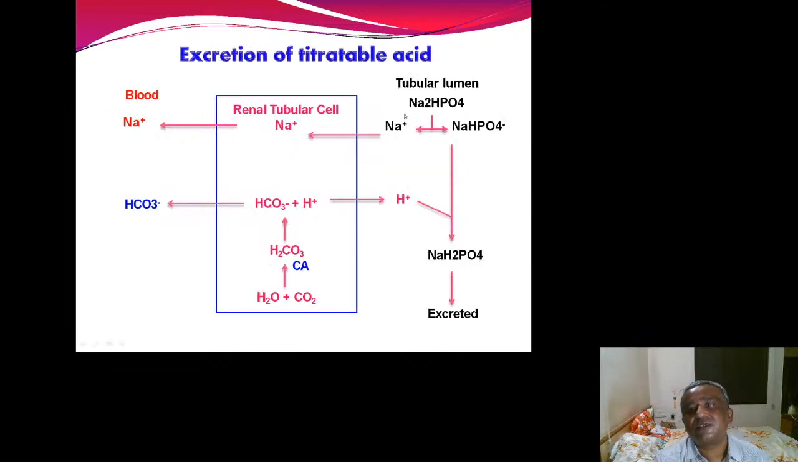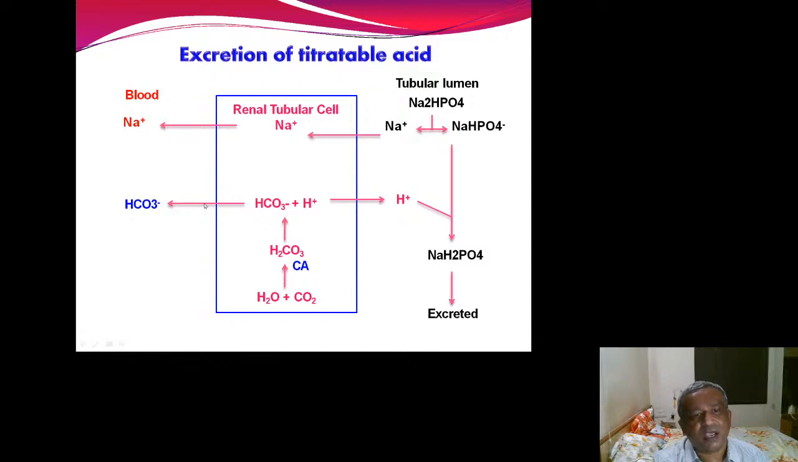Now let's understand this with a simple figure. This is the tubular lumen, this is the intracellular buffer, Na2HPO4, which is cleaved to Na plus and NaHPO4. Now the H2O and CO2, carbonic anhydrase, H2CO3. Now it is dissociated into H plus and HCO3 minus. HCO3 minus enters inside the blood and it is retained. The H plus enters inside the tubular lumen, combines with this NaHPO4, forms NaH2PO4 and it is excreted.